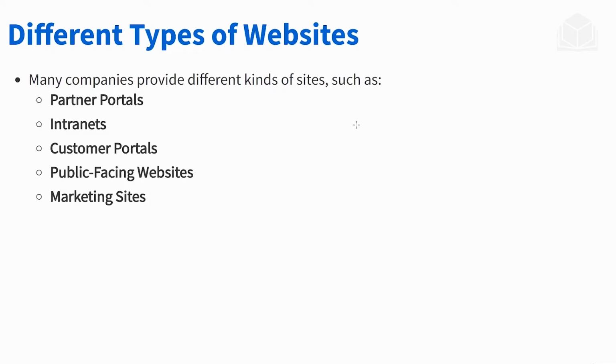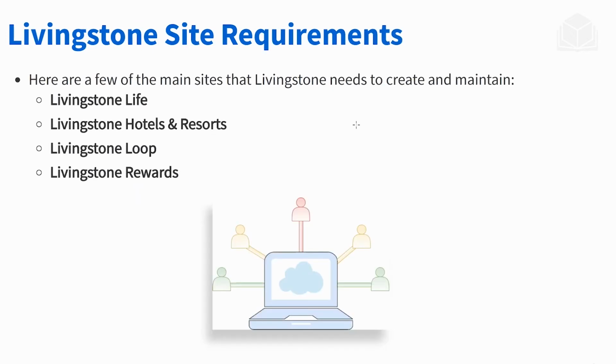Again, from Module 1, we talked about the different business use cases: partner portals, intranets, customer portals, public-facing websites, and marketing sites. And we're going to see that Livingstone has a couple of these needs themselves. So for example, here are some of Livingstone's site requirements. Livingstone Life could be considered a marketing website.